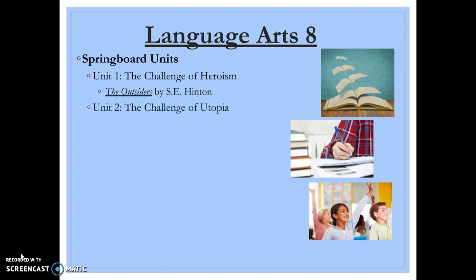Unit 2, The Challenge of Utopia. Can a perfect society truly be attained? Or does trying to attain or create a perfect society in turn then create a dystopia? That is what Unit 2 will be, looking at that perfect world. Can that perfect world even exist? We will use Springboard, we'll use other short stories, we'll use poetry, and we'll really get into that question of what is an ideal place to live in.